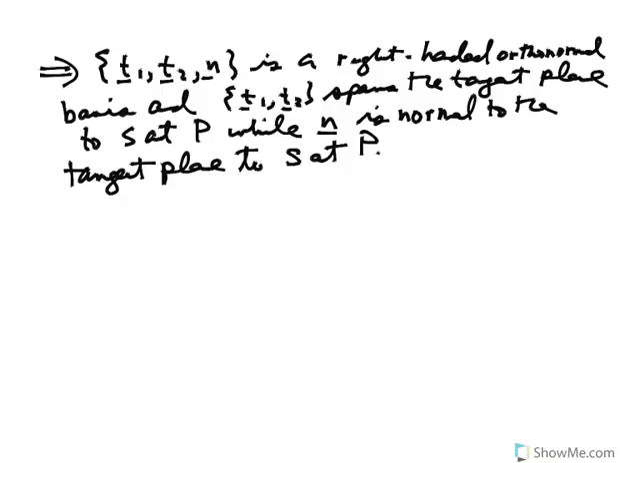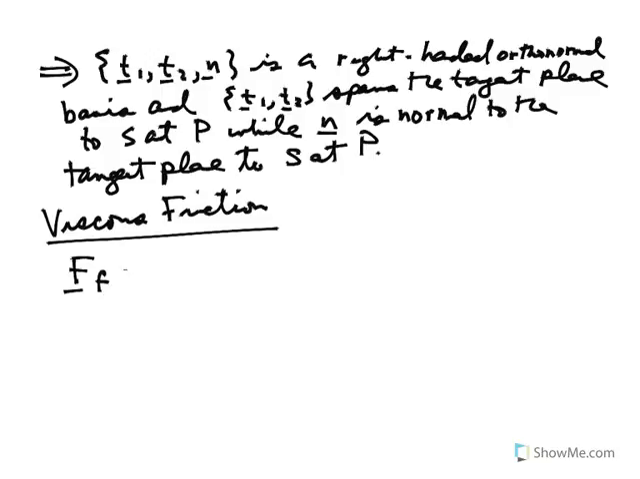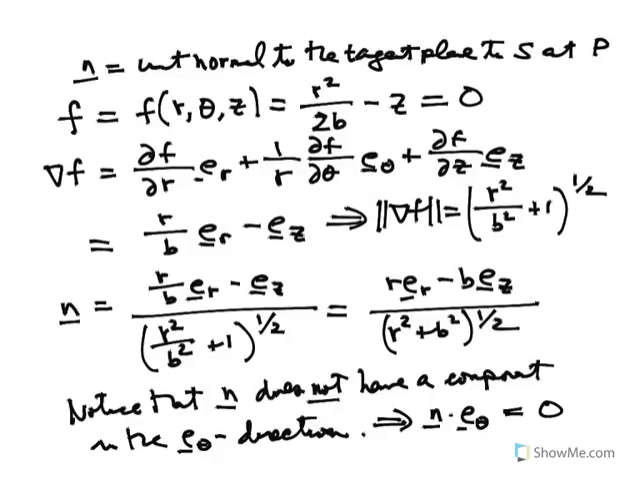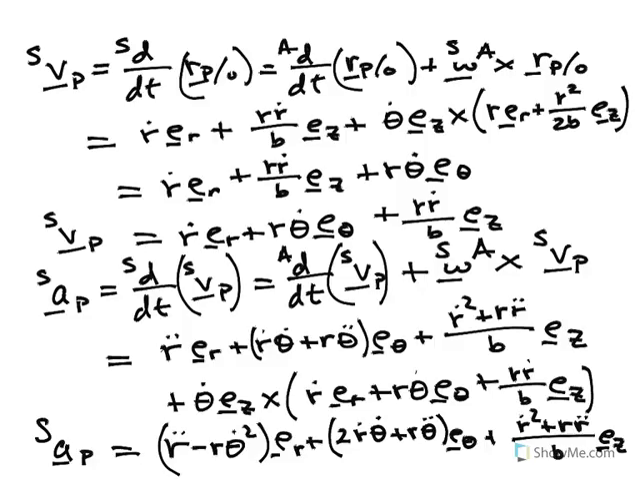So we're almost done here, because now what I can do is look at each of the cases of viscous friction and Coulomb friction. So let's do viscous friction first. For viscous friction, I know that the force of friction is equal to minus c times the velocity as viewed by an observer fixed to the surface. What's the velocity as viewed by an observer fixed to the surface? I already did that. It's equal to r dot e_r plus r r dot over b e_theta plus r theta dot e_theta.